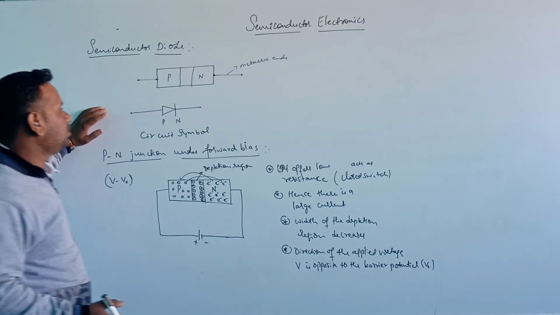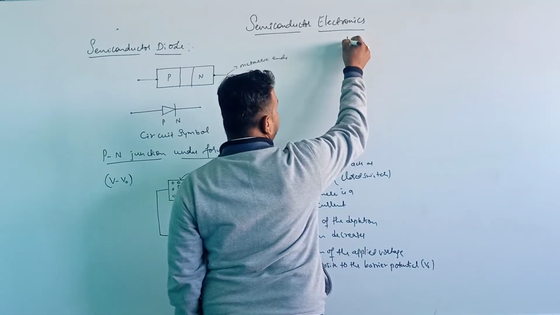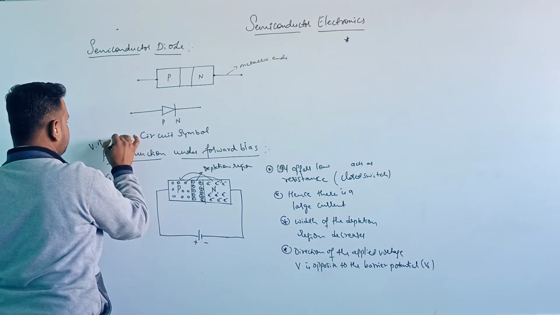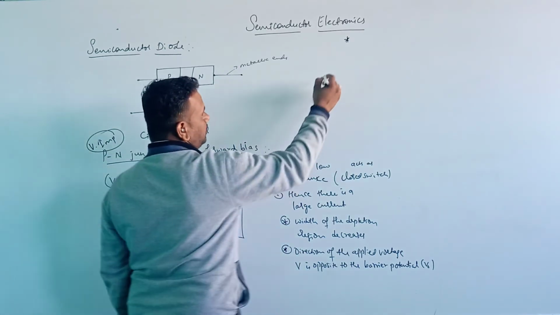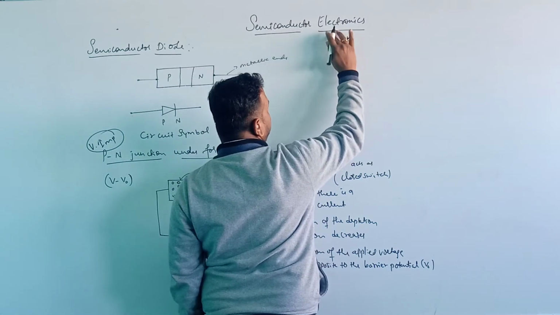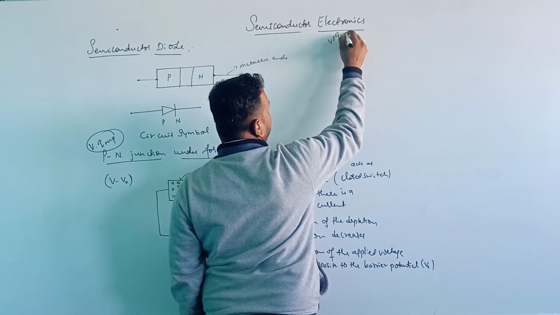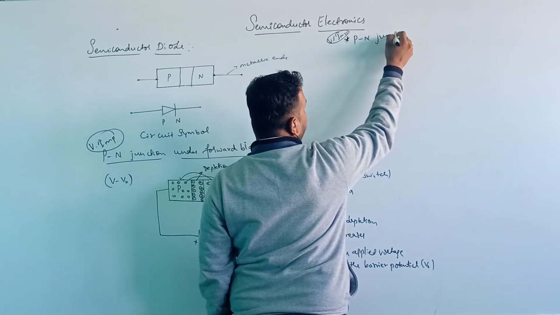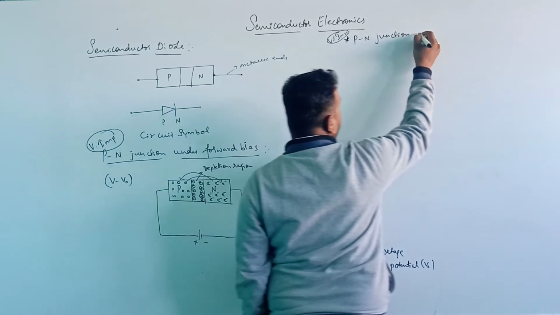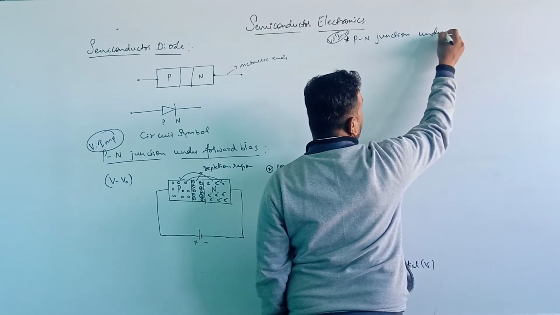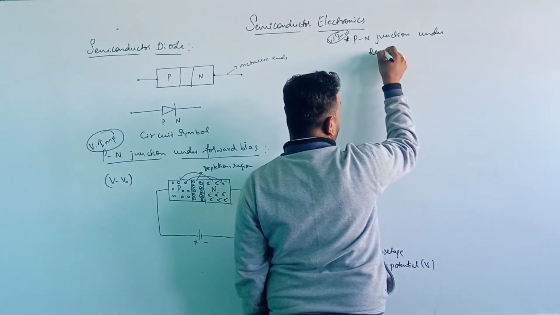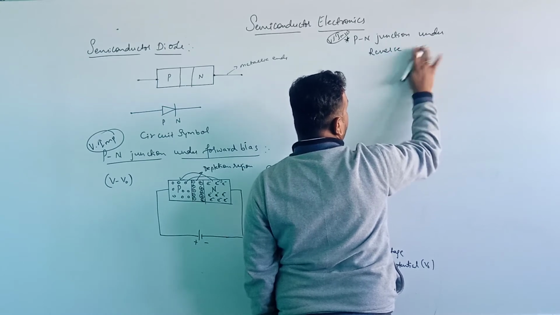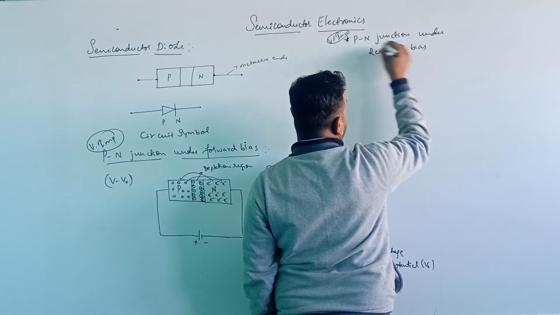And next we move on towards the PN junction under reverse bias. It is very important.